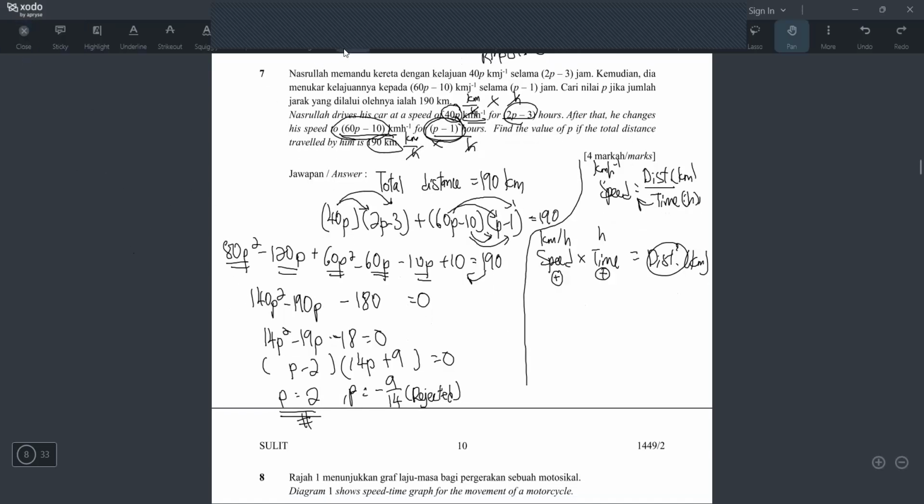Oh, by the way, actually what you will do to know which one to reject is you try to sub inside like this. So for example, P minus 1, right? So P minus 1 is ours. So imagine if you sub with the negative 9 over 14 minus 1. You will get negative value, right? If you don't believe me, you press calculator, this one, you will get negative. Okay, that's why time cannot be negative. That's why I reject the negative value. Okay, so that's how you do it. Okay, I think this is good enough.